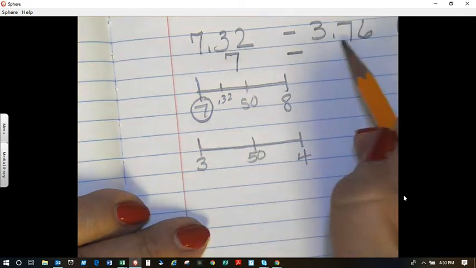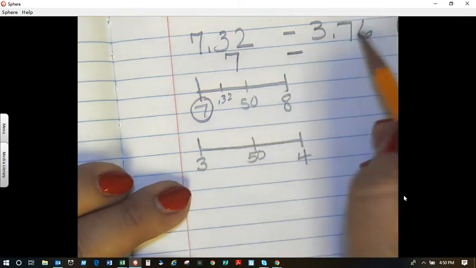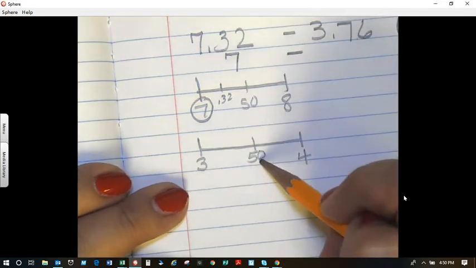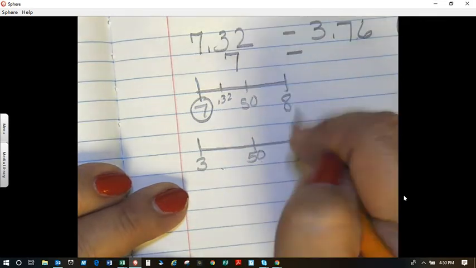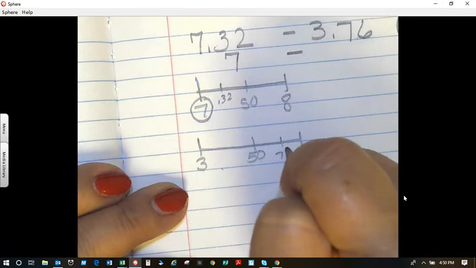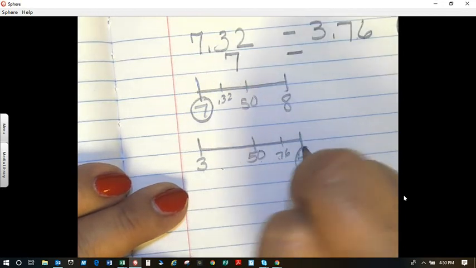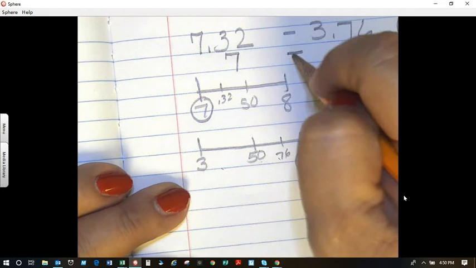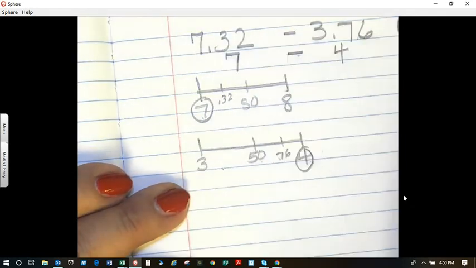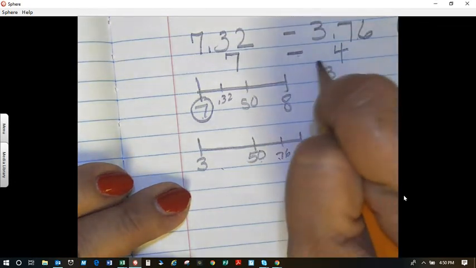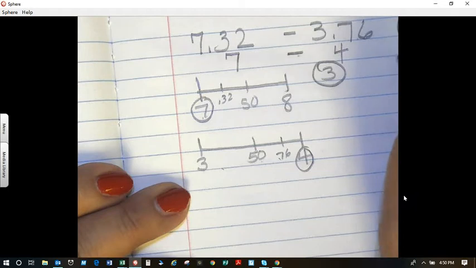Okay, so now it's 3 and 76 hundredths. Is that greater than 50 hundredths or less than 50 hundredths? Yeah, it's greater. So I'm going to say it's probably about right here, which is closest to 4. So now I have 7 right here minus 4. And what does that give me? If I took 4 out of 7, you're right, that's 3. So I'm going to draw my circle here.